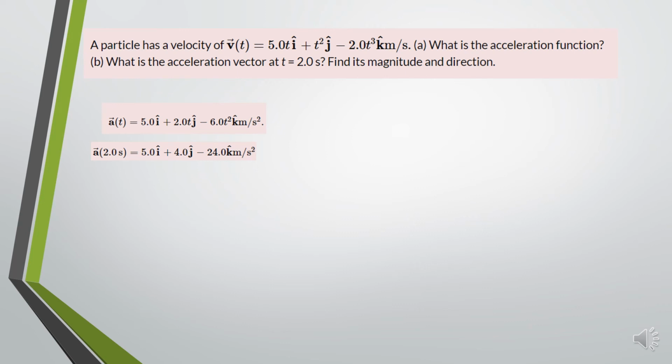So the answer gives us the direction in unit vector notation. The magnitude of the acceleration is equal to the square root of 5.0 squared plus 4.0 squared plus minus 24 squared. And the answer is 24.8 meters per second squared.